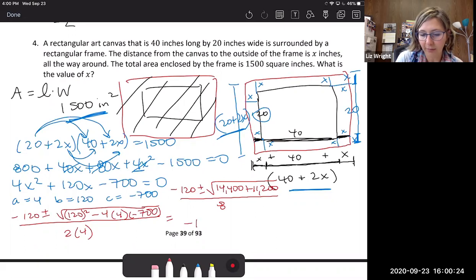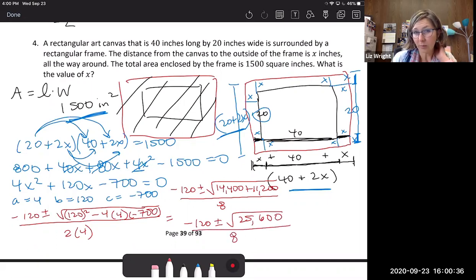And then once we're adding up what's underneath the radical to get the radicand, we're going to have negative 120 plus or minus the square root of, it looks like 25,600. Yeah, that looks right. All over 8. Now you want to take the square root of 25,600 and see if it comes out. It should come out to a perfect square of 160. So negative 120 plus or minus 160 over 8. And so one of my answers, negative 120 plus 160, gives us 40 over 8, which is going to give us 5.